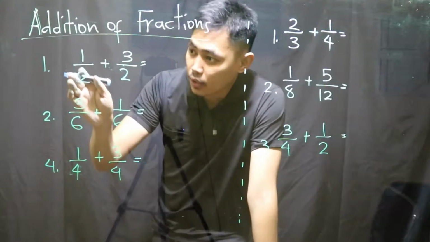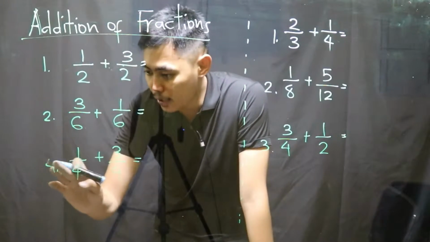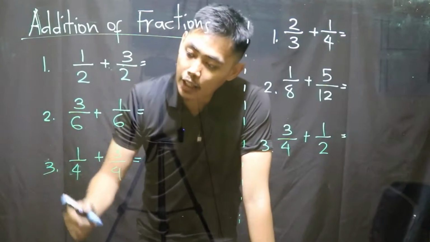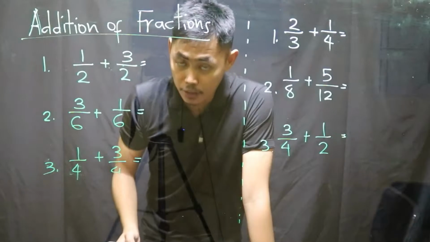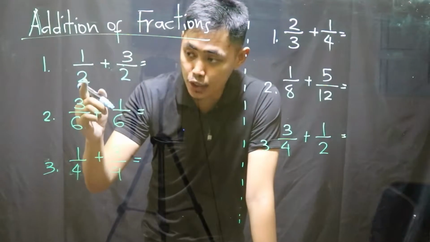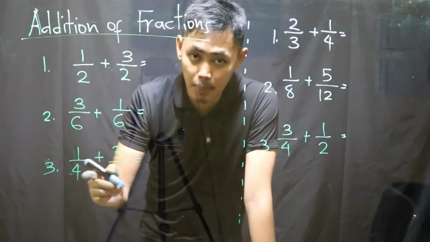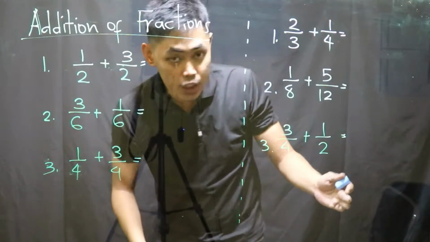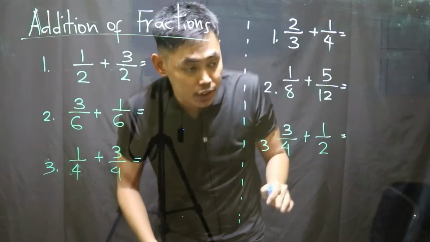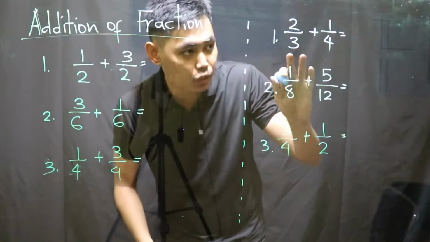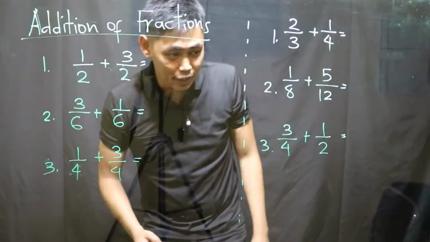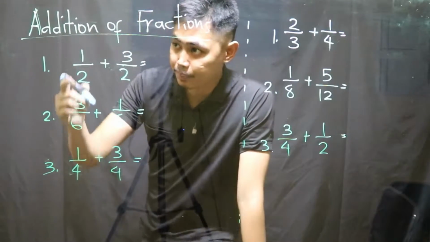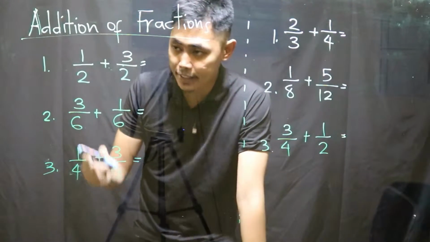We have three examples here. This is addition of similar fractions, which means addition of two fractions that have the same denominator, and then this is addition of dissimilar fractions, which means addition of fractions which don't have the same denominator, or their denominators are different. Okay, so let's go ahead and start.